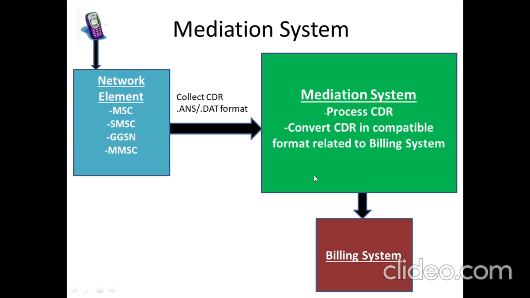So in short, the mediation system collects the CDR or UDR from network elements and converts it into a compatible format required by the billing system. So what does this CDR actually contain? The name itself suggests: call detail record, right? This call detail record includes who is calling and to whom you are calling, meaning the calling party number, the called party number, then the call duration, and its date and time. This kind of detail is there in the CDR, right?